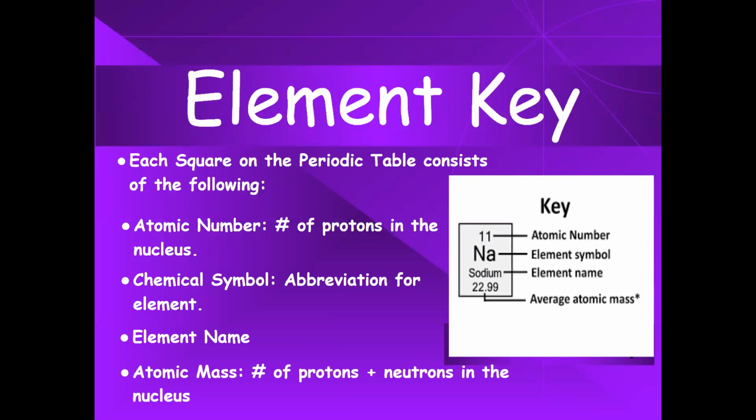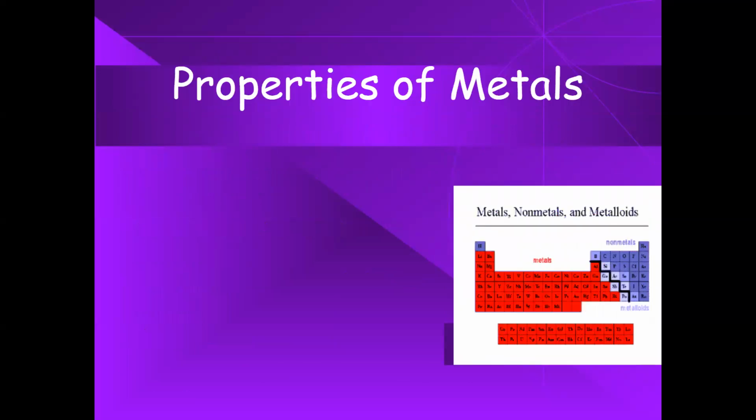And our bottom number, the last one, is the atomic mass. This is the number of protons plus neutrons combined in the nucleus. So if we wanted to find the total number of neutrons, we would take the number 23, because we would round that average atomic mass to the nearest whole number, and subtract the number of protons, leaving us just with neutrons. So sodium has a total of 12 neutrons inside of the nucleus.